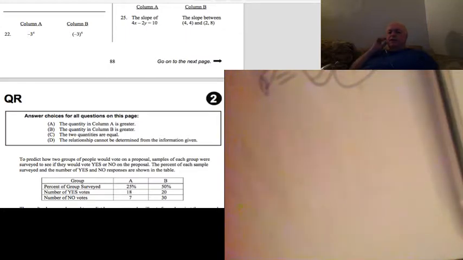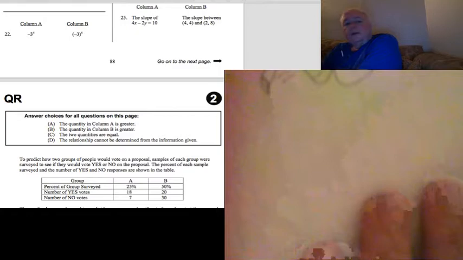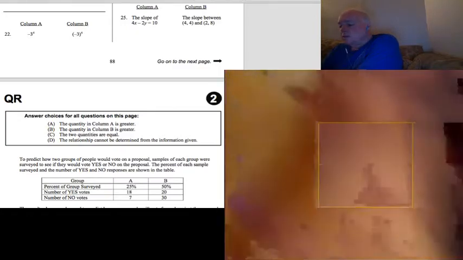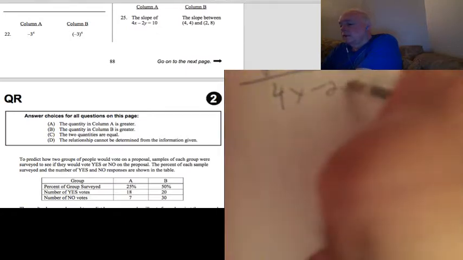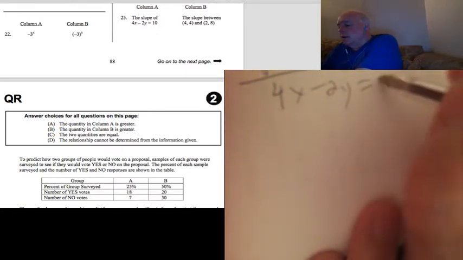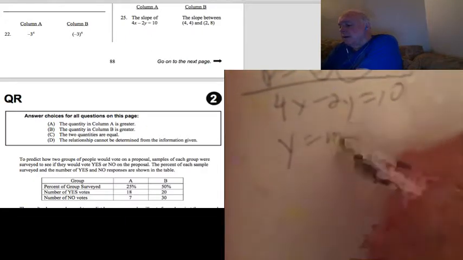So how do we address that? For column A, what do we do to get the slope there? If we have 4x minus 2y equals 10, well, we need to get this into y equals mx plus b form, where m becomes the slope.